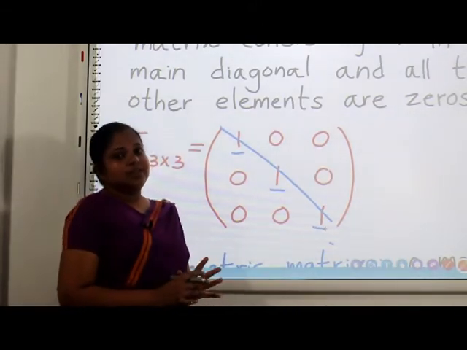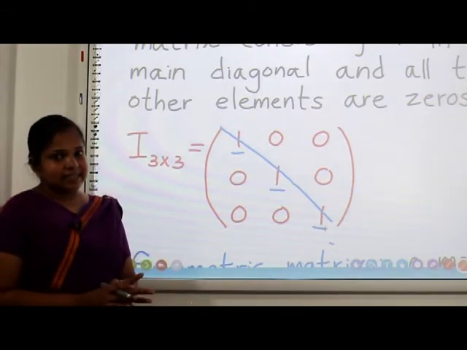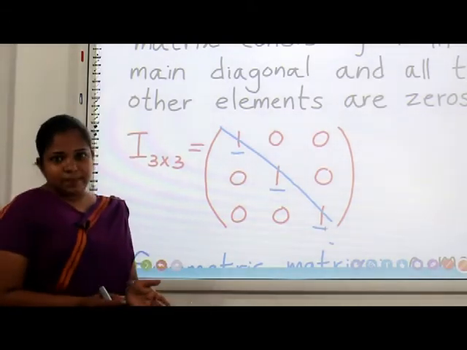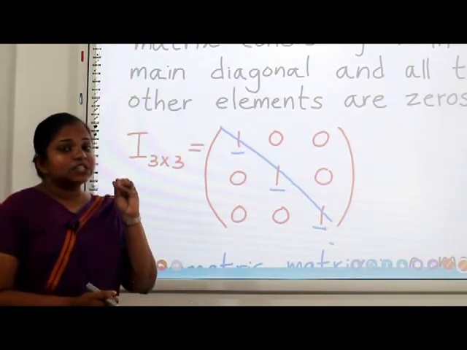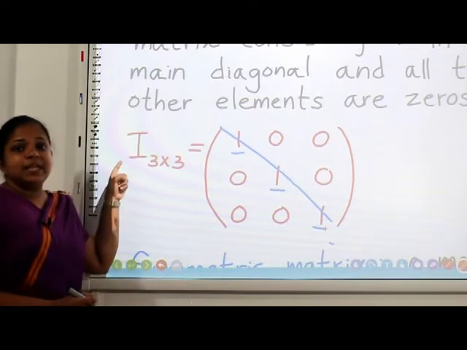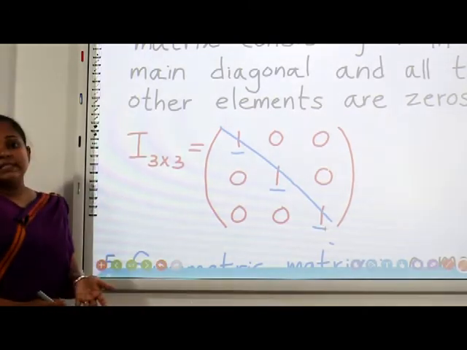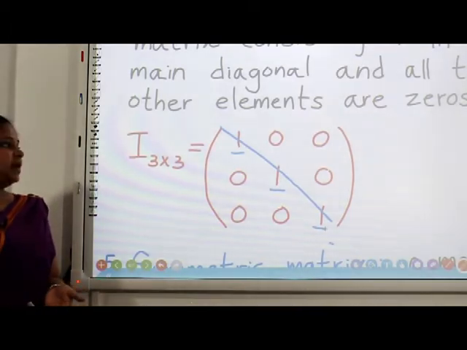Then such matrices are called identity matrices. This is a special matrix and it has a special name. It is I. You have to use the symbol capital I to represent an identity matrix.